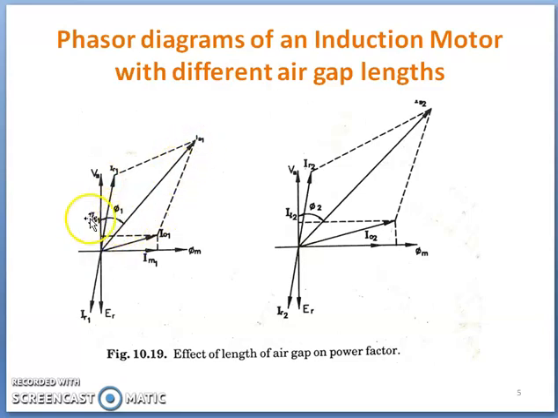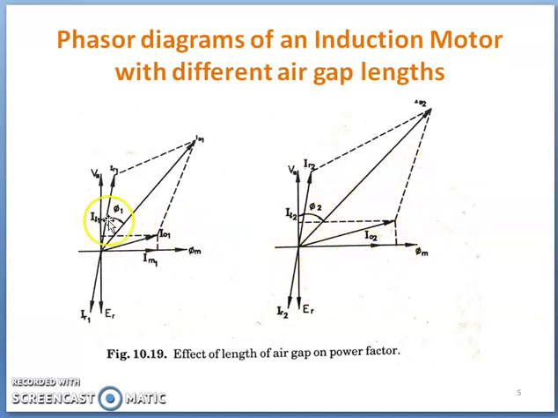See, whenever machine draws more magnetizing current, phase angle difference between stator voltage and stator current, that is phi 1, is less for machine having small air gap compared to machine having larger air gap, where phi 2 is greater than phi 1. If phi 2 is greater than phi 1, then what happens to cos phi 2? Cos phi 2 is smaller than cos phi 1.